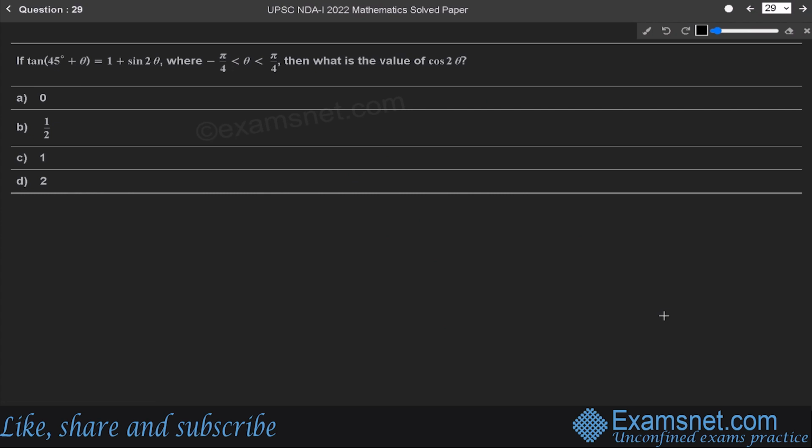Next question is, if tan of (45 plus theta) is equal to 1 plus sin 2 theta, where theta lies between minus pi by 4 and plus pi by 4, then what is the value of cos 2 theta? It is given in the question that theta lies between minus pi by 4 and plus pi by 4. So we can easily say that 2 theta will lie between minus pi by 2 and plus pi by 2. Now we have the left hand side, which is tan (45 plus theta).